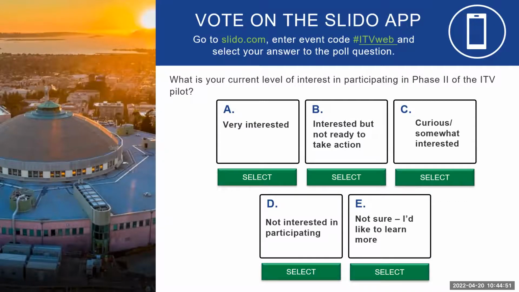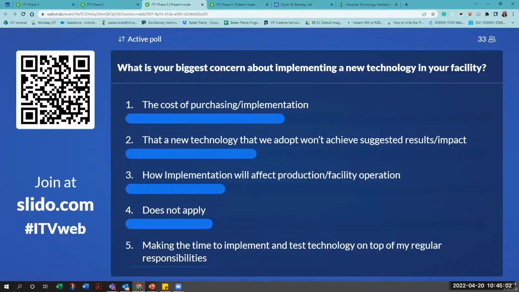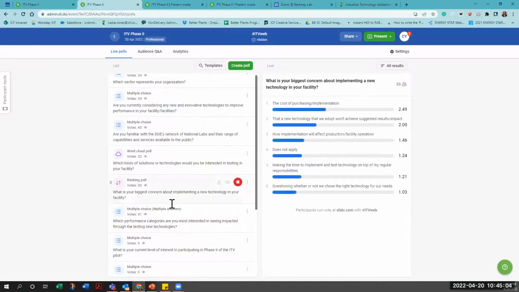Do you want me to run through these last 3 Slido questions, or I can just make them active and we can head straight to the Q&A? What do you think in terms of time? I think you can go ahead and run through them. Okay, cool. Then let me go ahead and pull this up. Let me launch the last one.